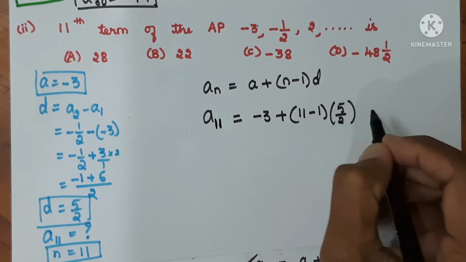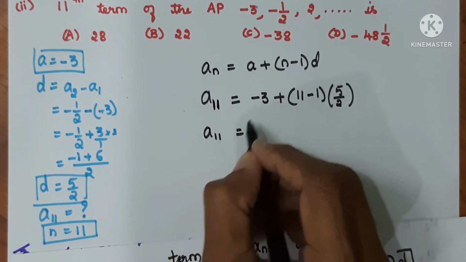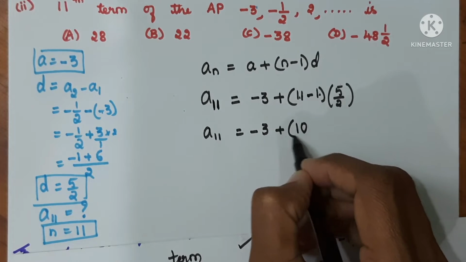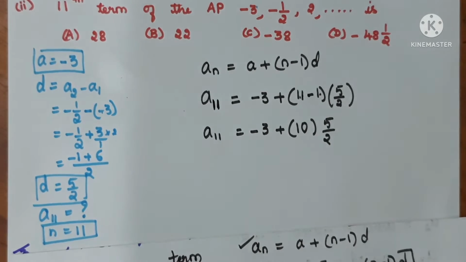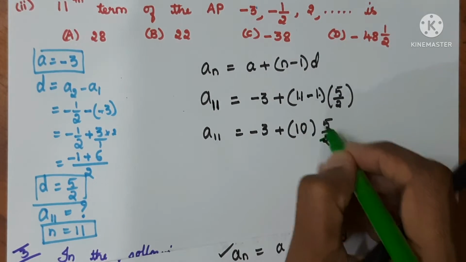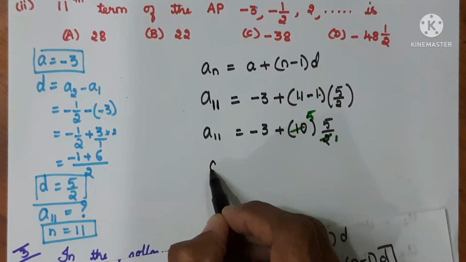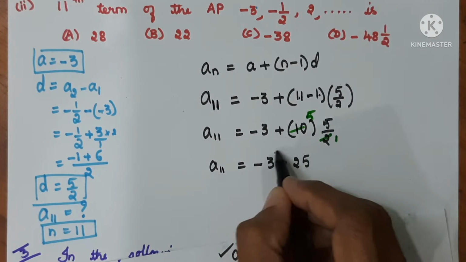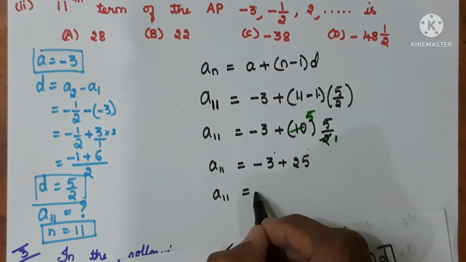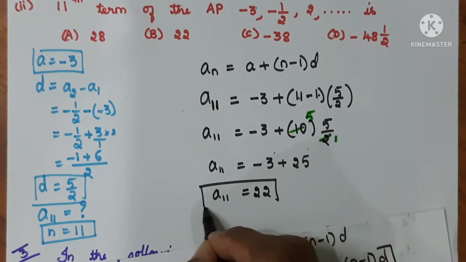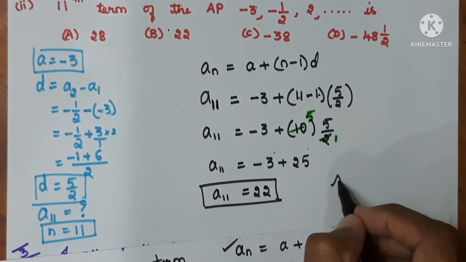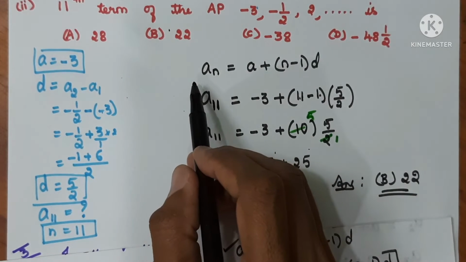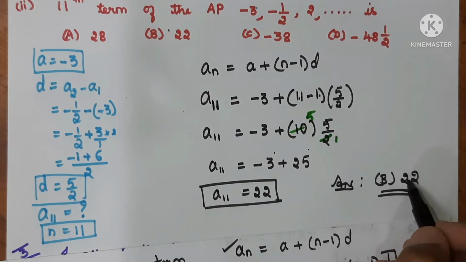5 by 2. Now let us calculate. 11th term will be equal to minus 3 plus, 11 minus 1 is 10, into 5 by 2. Here you can divide: 2 ones are 2, 2 fives are 10, 5 fives are 25. A11 will be equal to minus 3 plus 25. After adding these two, you get the 11th term equal to 22. So the 11th term of the given AP is 22. So the answer is B option, 22. Like this, using the term formula, you can find out the 11th term of the given AP.